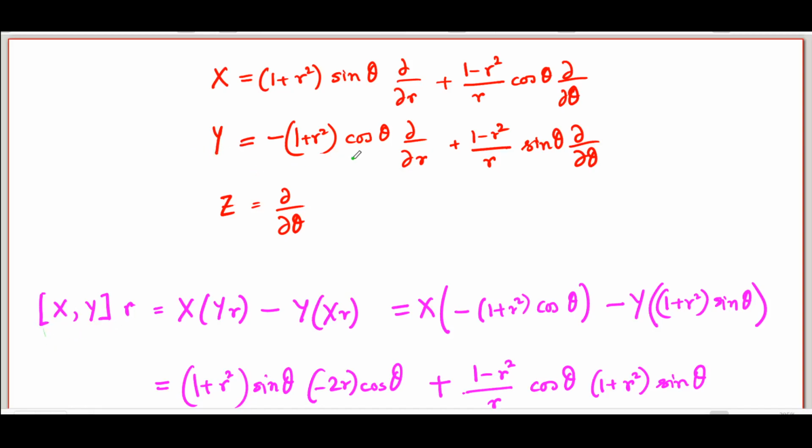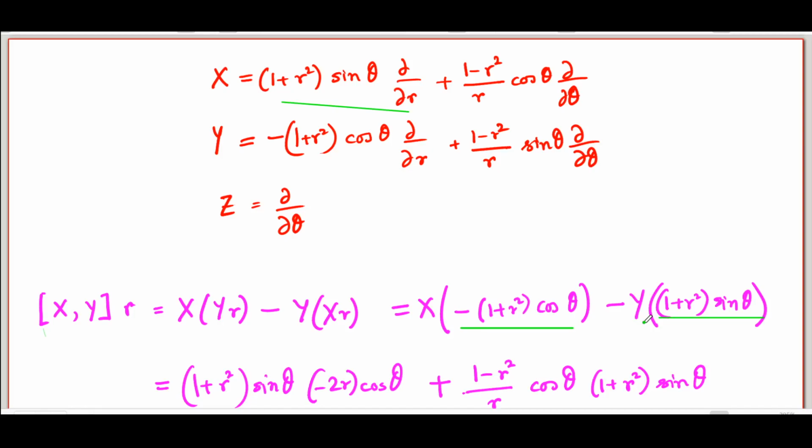Now yr, that's easy. This is going to give you 1, this is going to give you 0. So that's all you get from yr. xr, again, this term is going to give you 1 plus r squared sine theta into 1. The other term is going to give you 0. And then you apply x on this and y on this. Again, this is a pretty straightforward thing to apply.